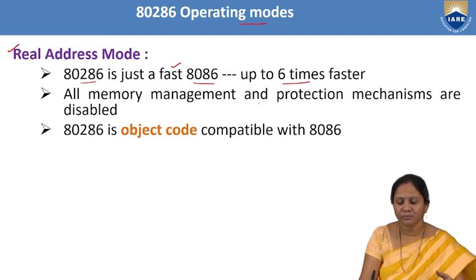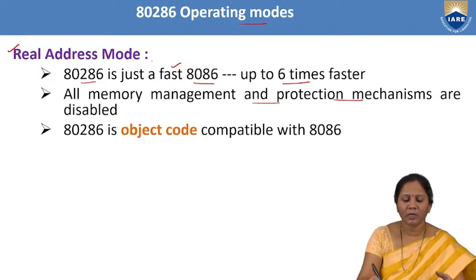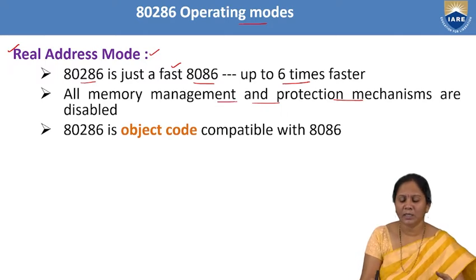And also, memory management and protection mechanisms are disabled. Here, you will not have any memory management and protection mechanism. Why? Because when the 80286 is operating in the real address mode, the operation will be the same as the 8086 microprocessor. So that is why these memory management and protection mechanisms will be disabled.